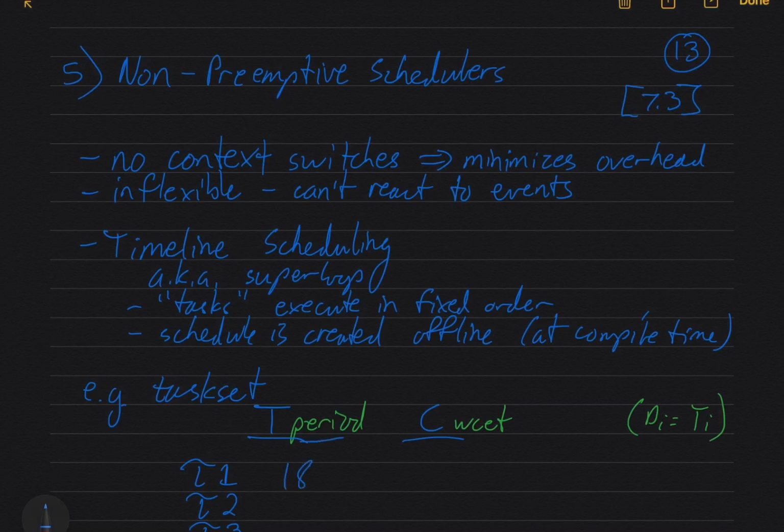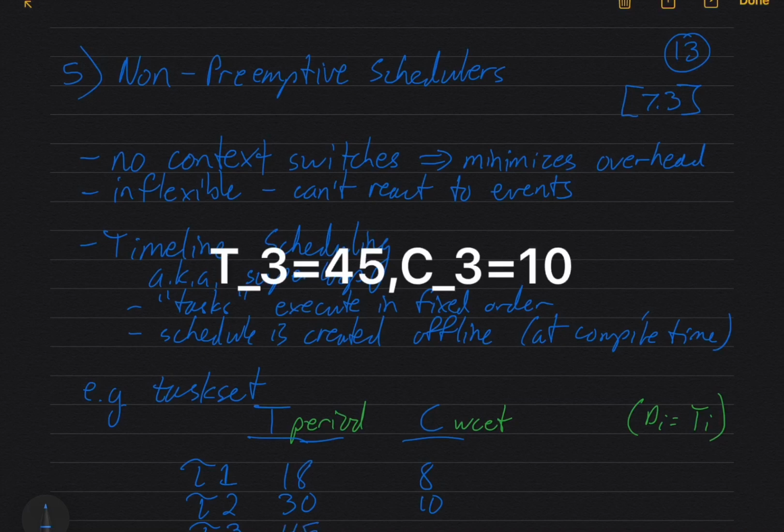And let's just say that the period for task 1 is 18, and the worst case execution time is 8. So it's going to keep the processor pretty busy. It's got a utilization of 8 over 18, which is almost 50%. Task 2 has a period of 30, worst case execution time of 10, so utilization of 33%. And task 3 has a period of 45 and worst case execution time of 10.